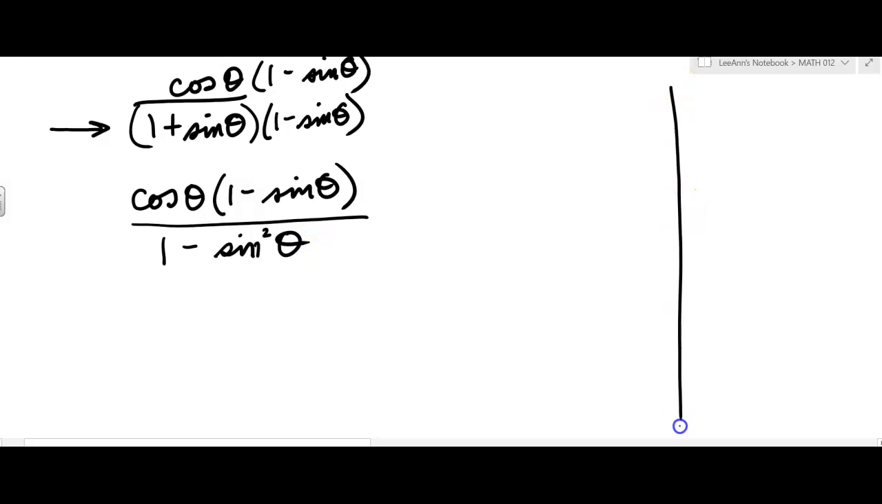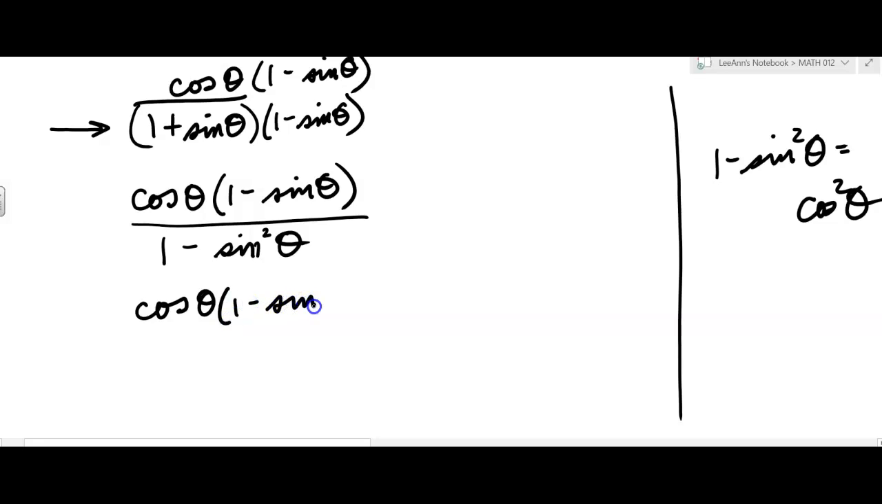So the idea is 1 minus sine squared theta is equal to cosine squared theta. Okay, so that comes from the Pythagorean theorem. It's one of those alternate forms. So then I can replace that. So cosine theta, 1 minus sine theta over cosine squared theta.